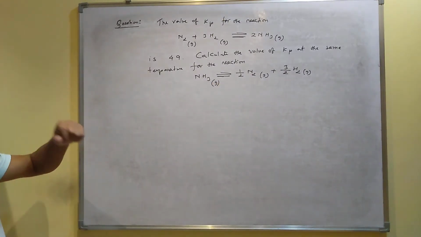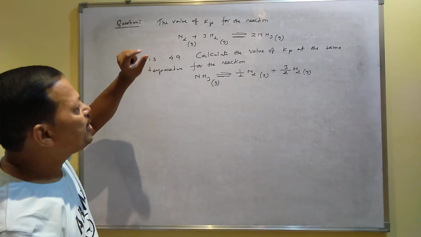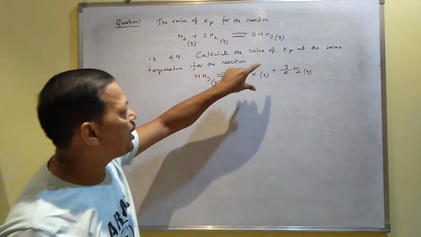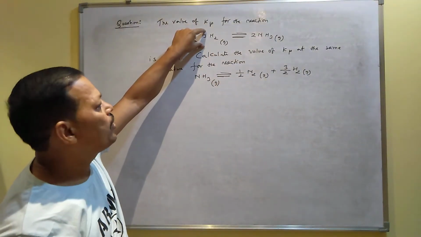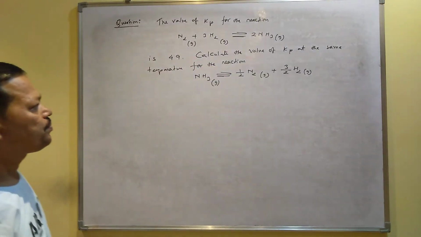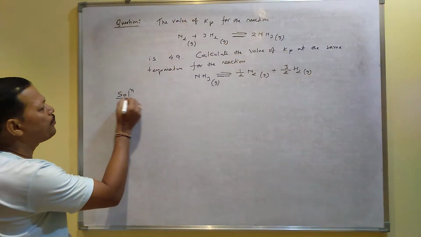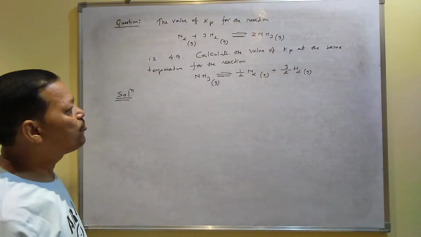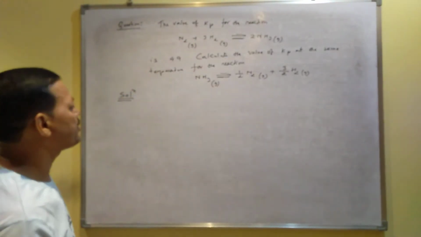According to this question, the value of Kp for this reaction is given 49, and you have to find out the value of Kp for this reaction. From this reaction's Kp value, you have to find out the Kp value for this reaction. Now, how to do it? You can do it by applying the characteristics. Already you have got 4 characteristics. By applying those characteristics, you can find out the value of Kp for this reaction.